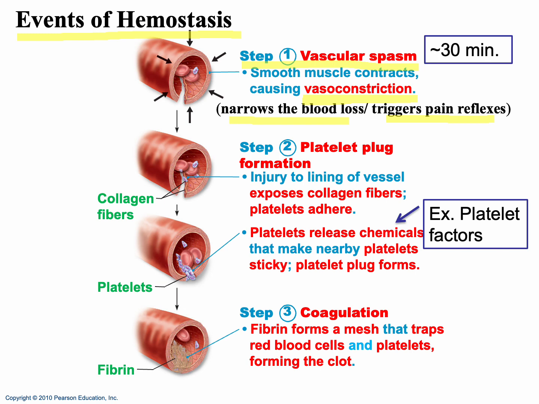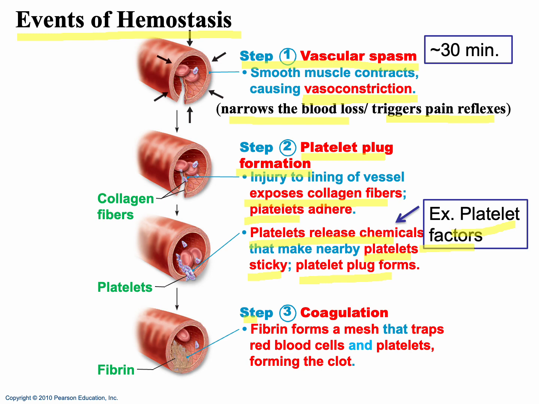Step 2 to the process here is the platelet plug formation. So we do have the cut in the smooth muscle lining of the capillary, or maybe a tiny small vein perhaps. And ultimately, there's exposure of collagen fibers, and then you're getting platelets to the vicinity. The platelets release chemicals, and these chemicals are platelet factors. So there's a variety of platelet factors that play a role here. And ultimately this leads to these platelets being sticky, and they plug the hole. So the platelet plug forms, plugging that hole in the lining of the smooth muscle.